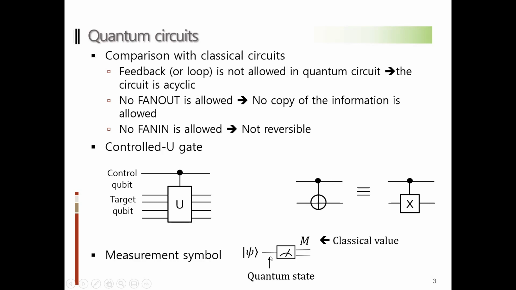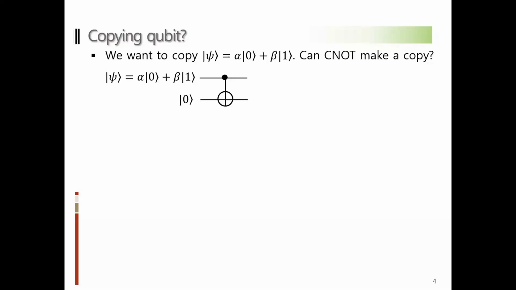So to distinguish the quantum state and the classical value, we use different notation for after the measurement. If you see these two lines, then this means the classical value. And if you see only a single line, then this means the quantum qubit line, or qubit information. In the previous page, I said that no fan out is possible because the qubit information cannot be copied.